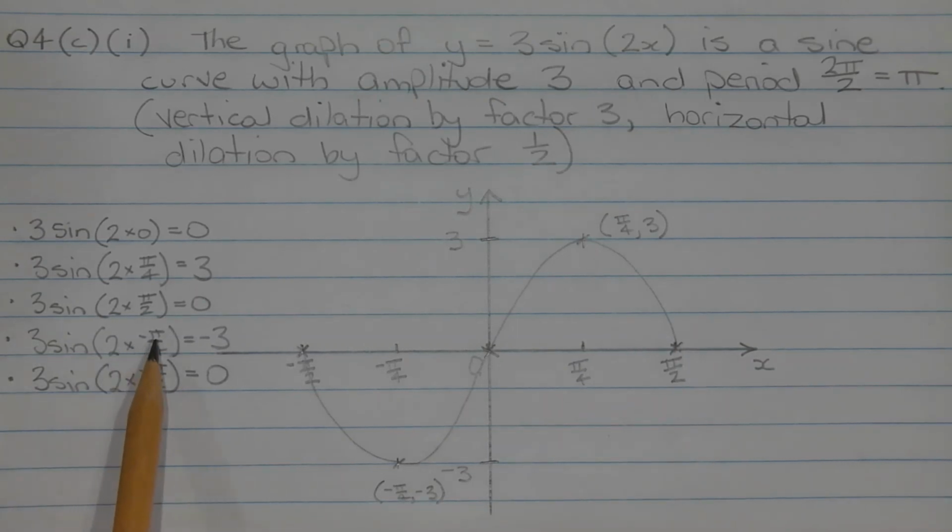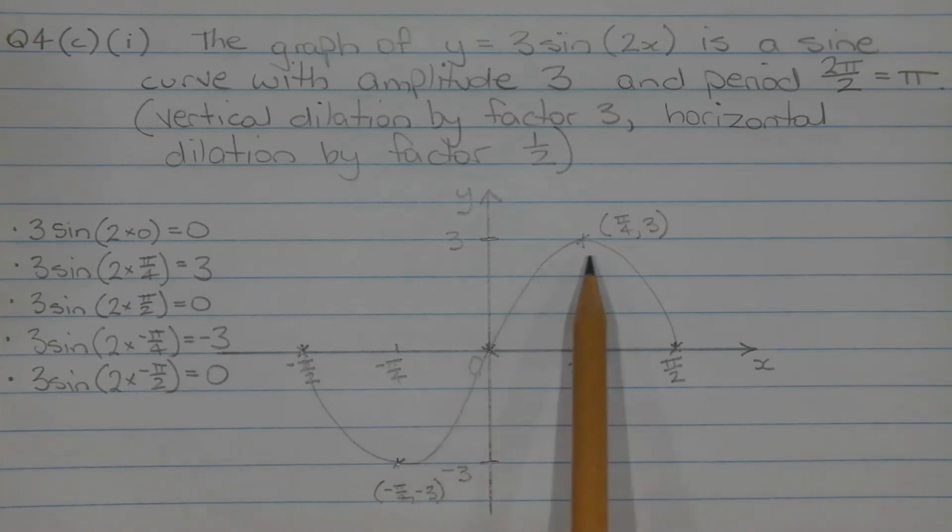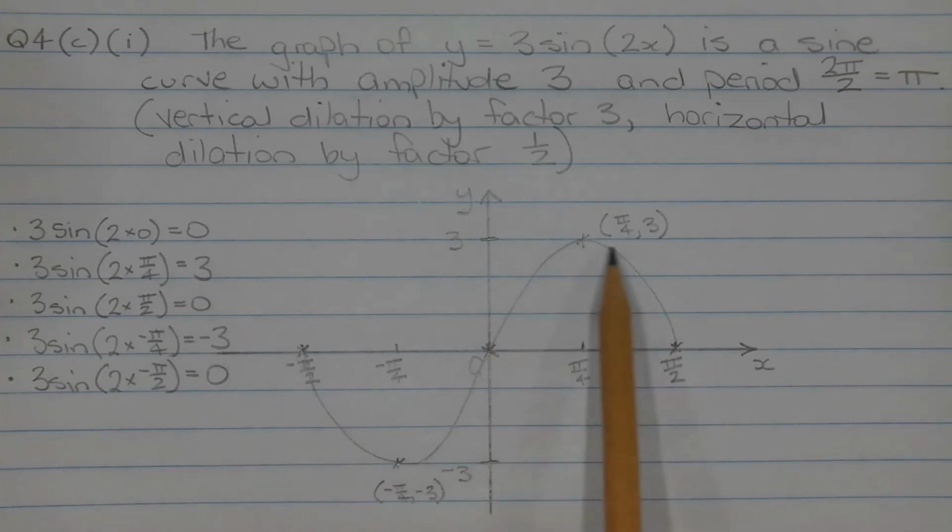When x is equal to negative pi over 4, 3 sine 2 times negative pi over 4 is equal to negative 3. So the curve will pass through the point negative pi over 4, negative 3, and this corresponds to the minimum value of the sine curve. And when x is equal to negative pi over 2, 3 sine 2 times negative pi over 2 is equal to 0. So the curve will have an x-intercept of negative pi over 2. So marking these key points, we can draw a smooth curve through those points, so we end up with a graph that looks something like this.